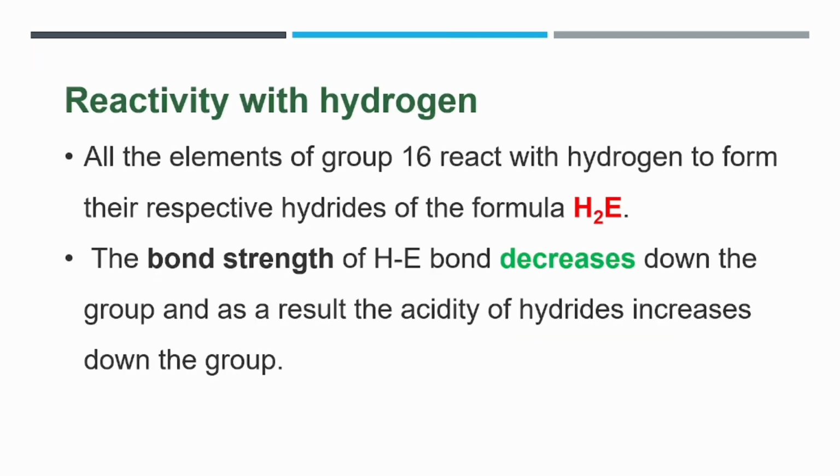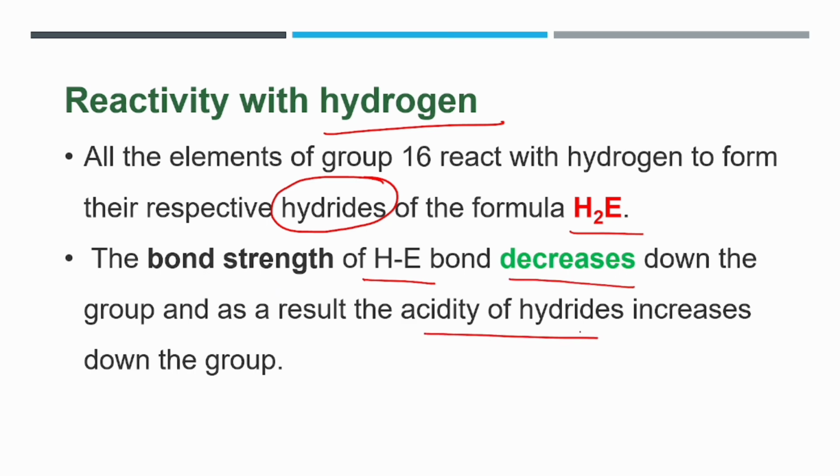Next, their reactivity with hydrogen. Elements of group 16 react with hydrogen to form hydrides of the general formula H2E. Here E means the other elements of the group. The bond strength of H-E decreases down the group. As a result, the acidity of the hydrides increases down the group. Down the group, size increases, so the hydrogen-element bond strength decreases. As a result, acidity increases down the group.